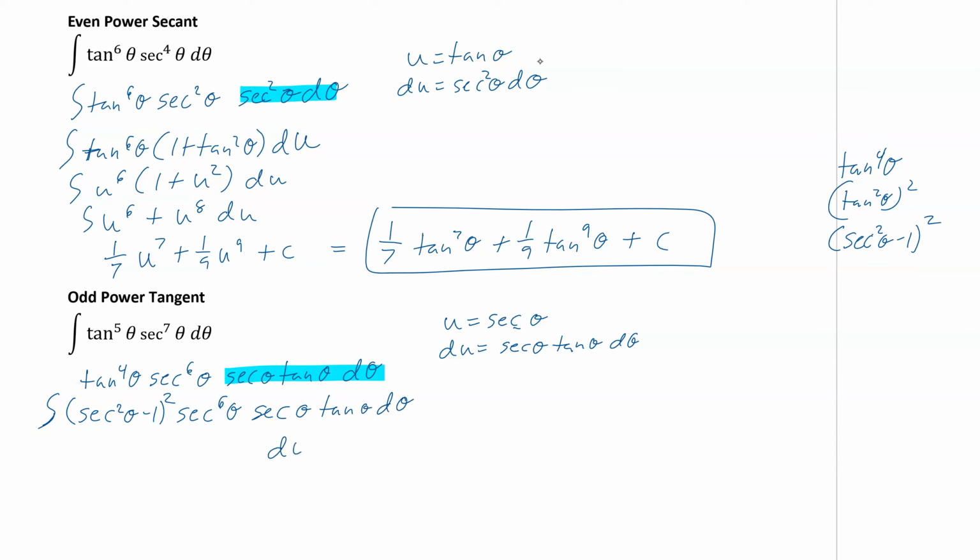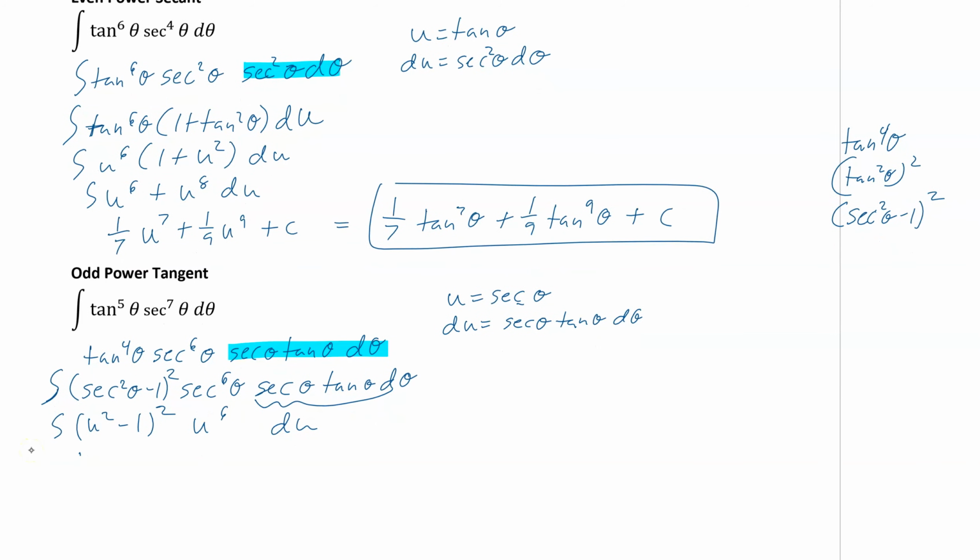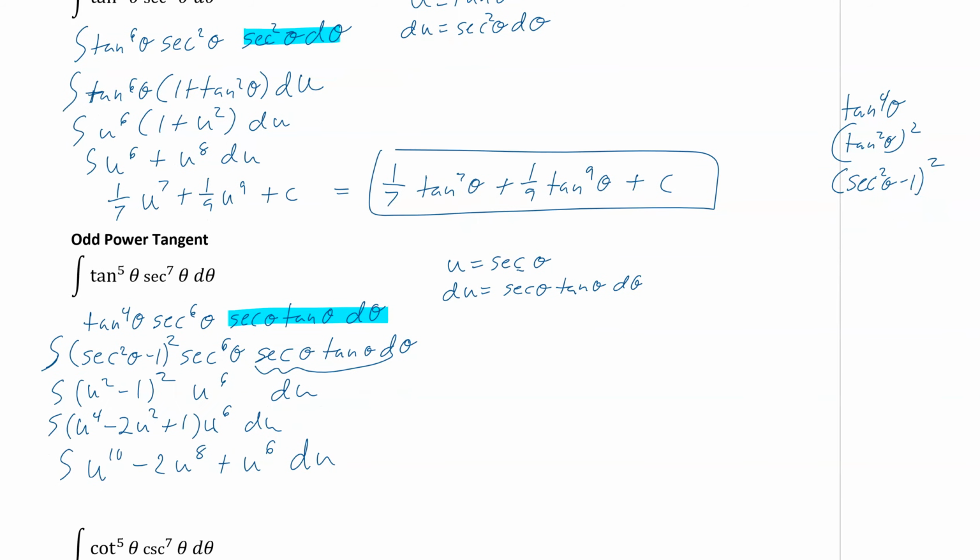So this now is du, this right here. This becomes u to the 6th, u squared minus 1 squared. And there we go. Now we multiply this out, u to the 4th minus 2u squared plus 1. And then we just have to multiply that u to the 6th in there. So we end up with u to the 10th minus 2u to the 8th plus u to the 6th du. And we integrate, plug everything in, we're done.